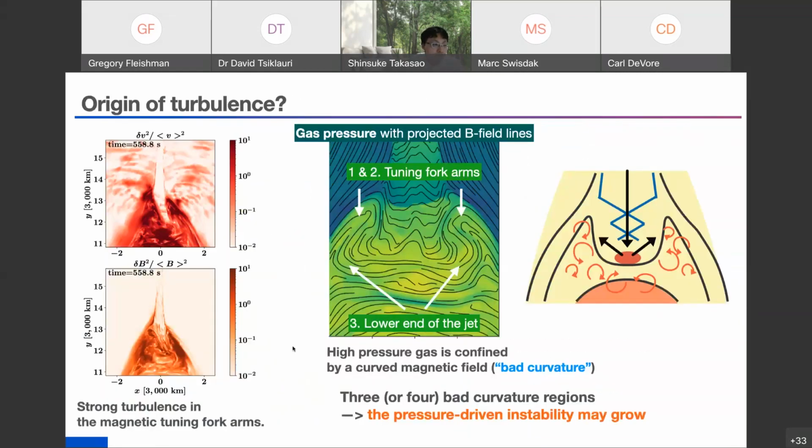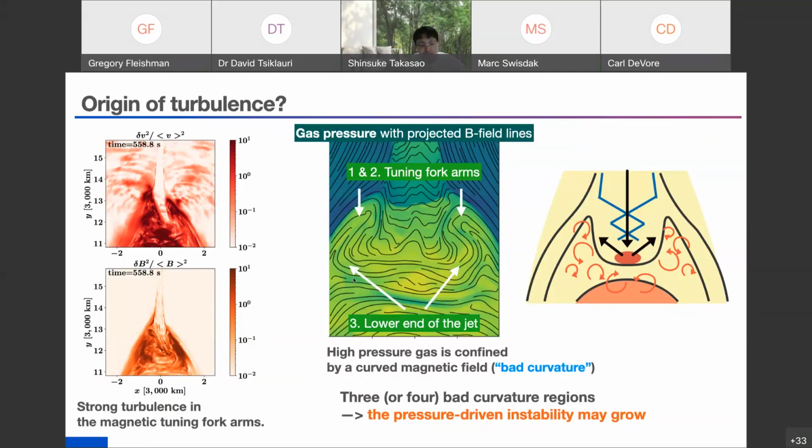So what is the origin of turbulence? I may need, sorry, 5 more minutes. I'd like to discuss the origin of turbulence. Here, we see the strong turbulence in the magnetic tuning fork arms.